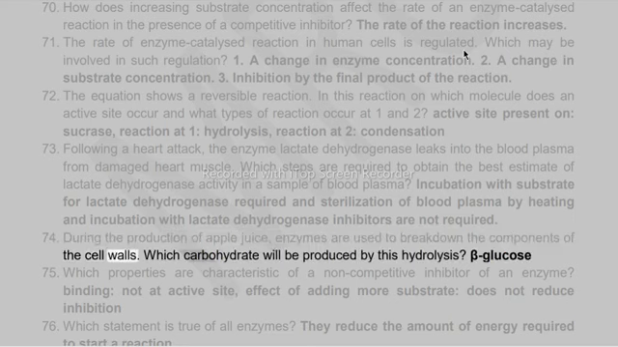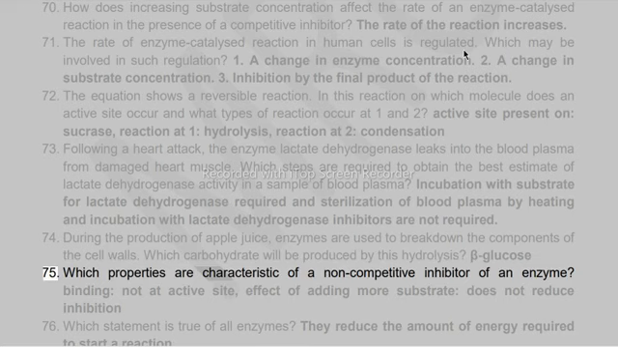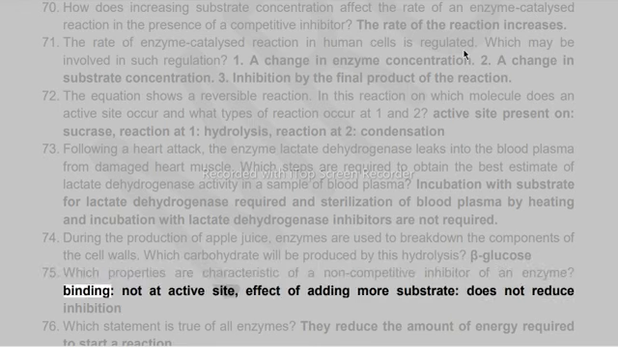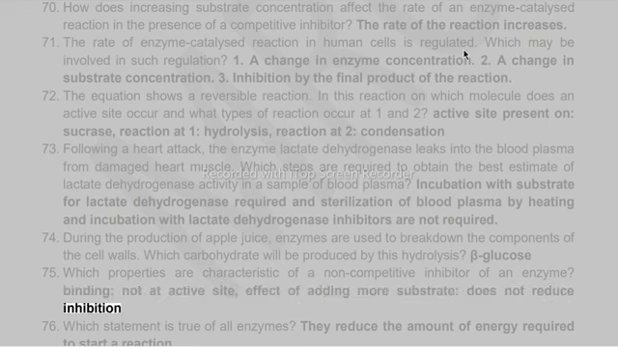74. During the production of apple juice, enzymes are used to break down the components of the cell walls. Which carbohydrate will be produced by this hydrolysis? Beta-glucose. 75. Which properties are characteristic of a non-competitive inhibitor of an enzyme? Binding not at active site; effect of adding more substrate does not reduce inhibition.